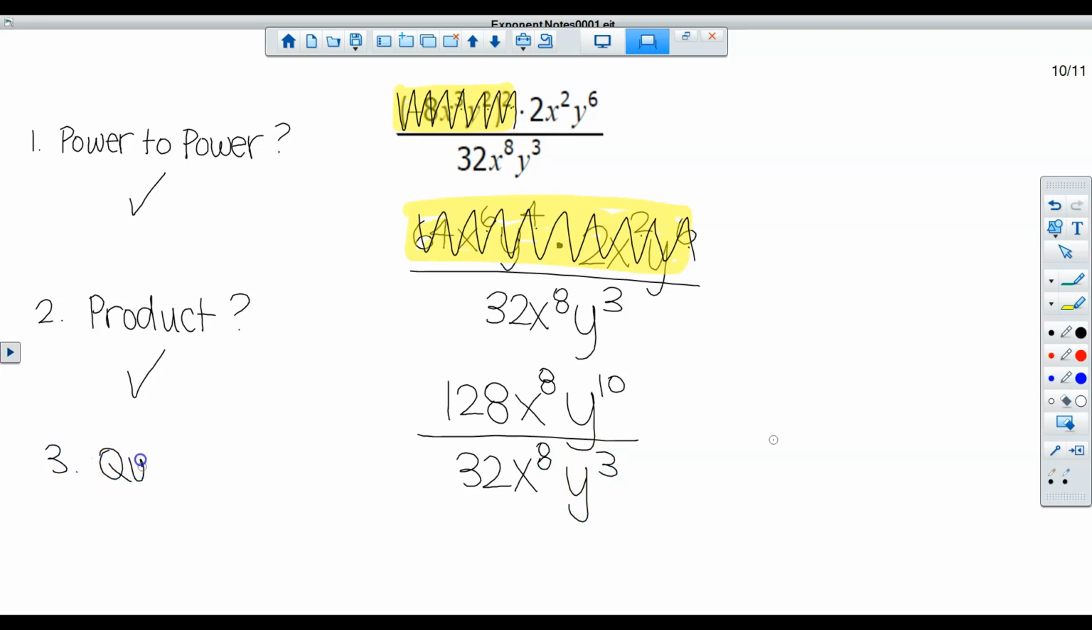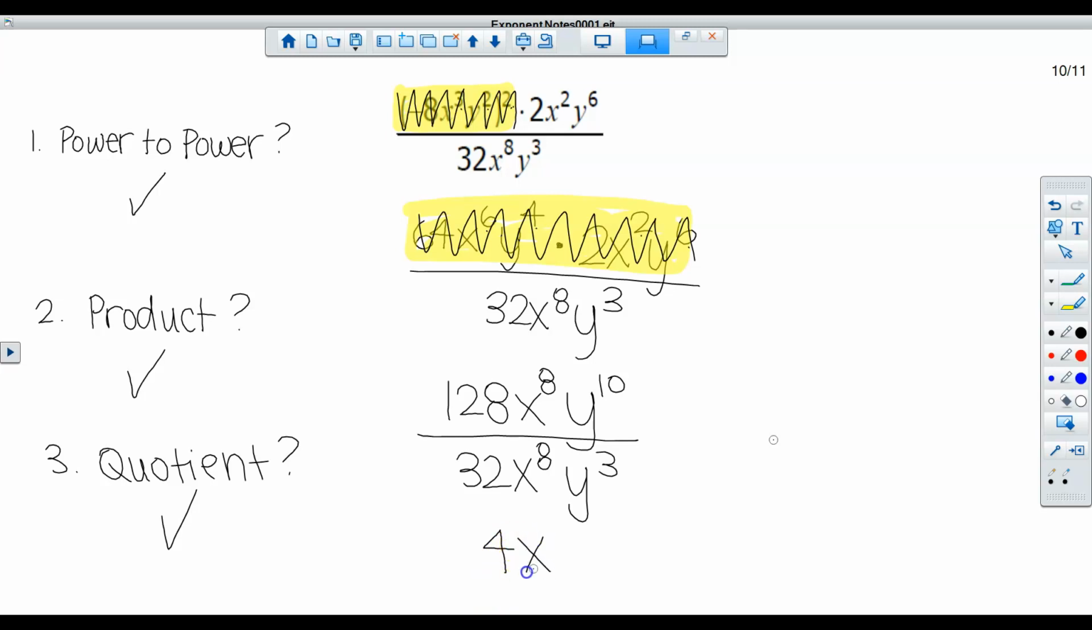So third, I need to check this for quotient rule. Do I have dividing going on? And the answer this time is yes. So I'm going to start with coefficients right here. This says to do 128 divided by 32. 128 divided by 32 is 4.